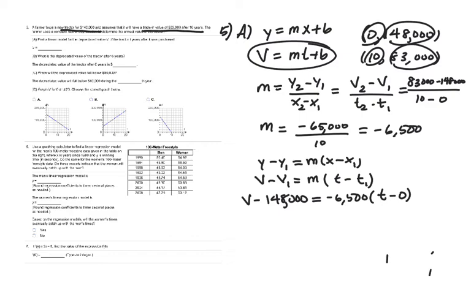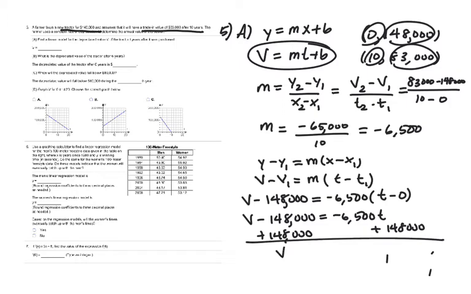Okay, and we want to solve this equation for v. So we have v minus 148,000 equals a negative 6,500 times t, and then a negative 6,500 times a negative 0, that'll just be 0. Okay, and then we want to add 148,000 to both sides of the equation. Okay, so our value is given by a negative 6,500 t plus 148,000. Okay, and this is our linear model for the value of the tractor.